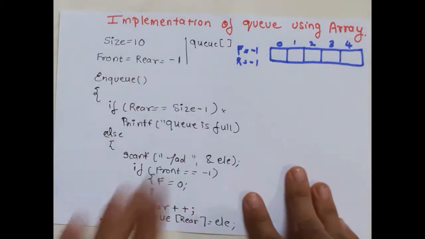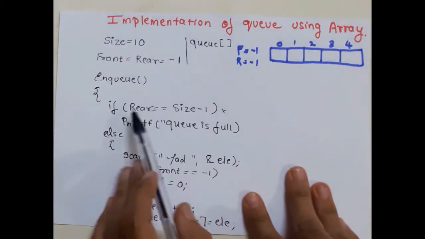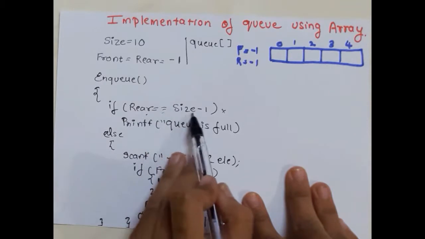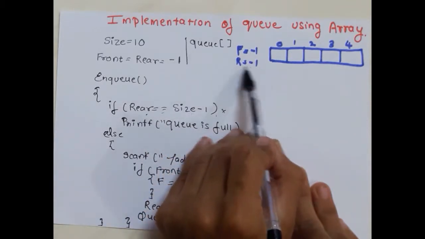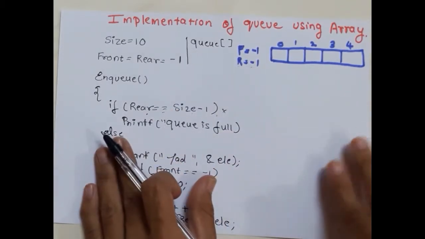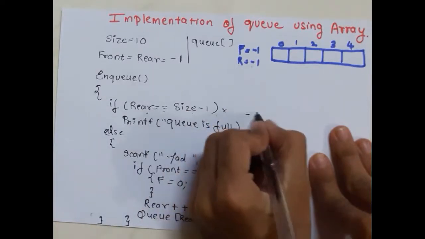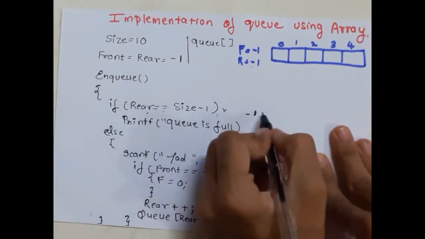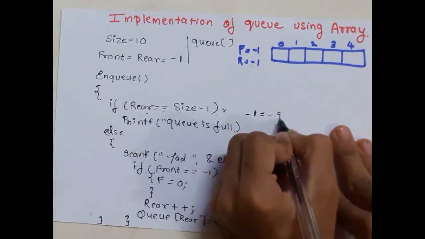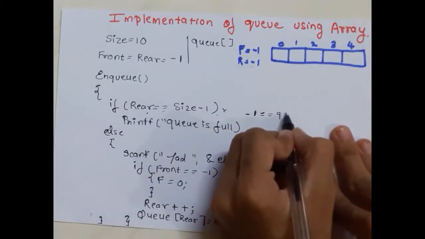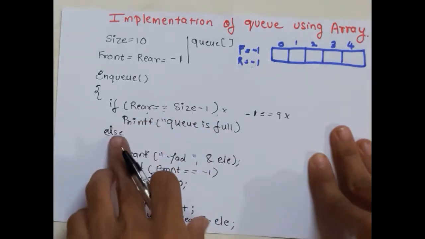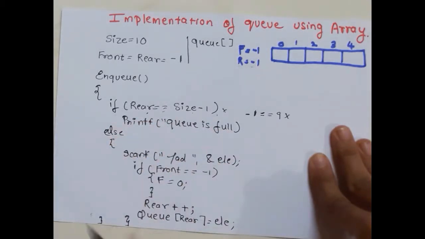Now let us understand it with the help of an example. First of all, check this most important condition, that rear equals size minus 1. Now the value of rear is -1 and size is 10, so 10 minus 1 is 9. Is -1 equal to 9? No. Condition not satisfied, so it will not print queue is full. It will enter the else part, and here we can scan the element.